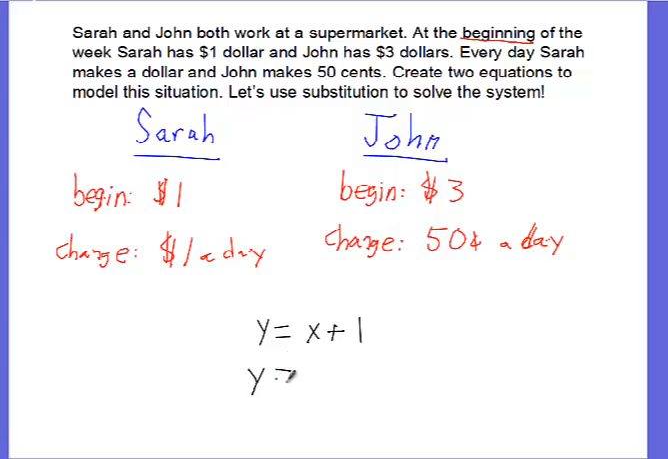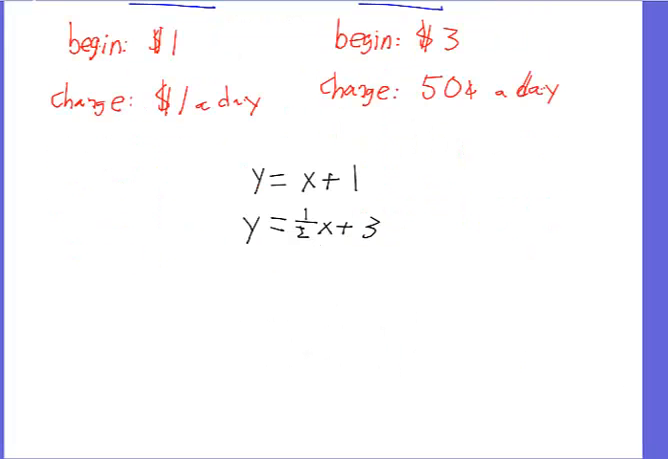We know that John is y equals, he makes 50 cents a day, so it has to be 1/2 x. And then he's starting at $3, so he's at y equals 1/2 x plus 3. So these are our two equations. Basically the word problem aspect is almost over, because now it just looks like a regular problem. We know that y equals x plus 1. We also know that y equals 1/2 x plus 3.